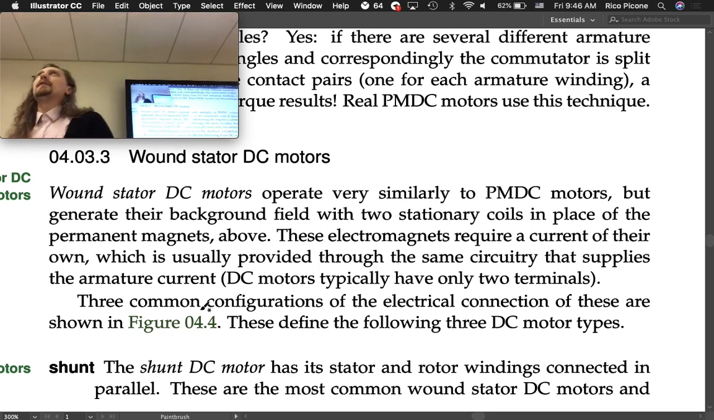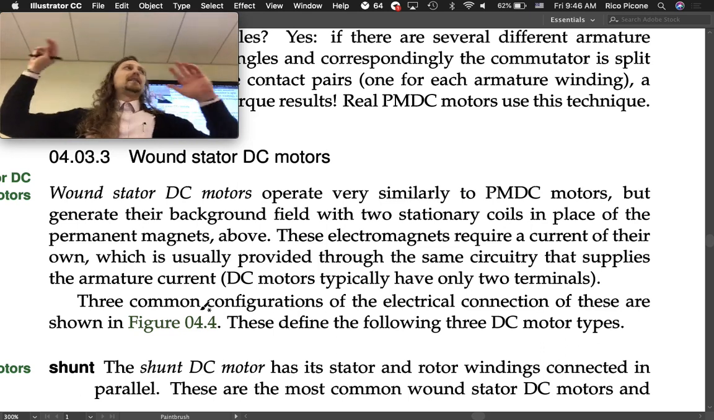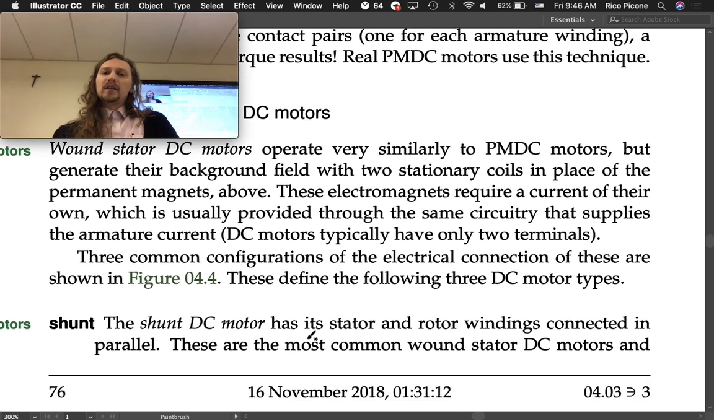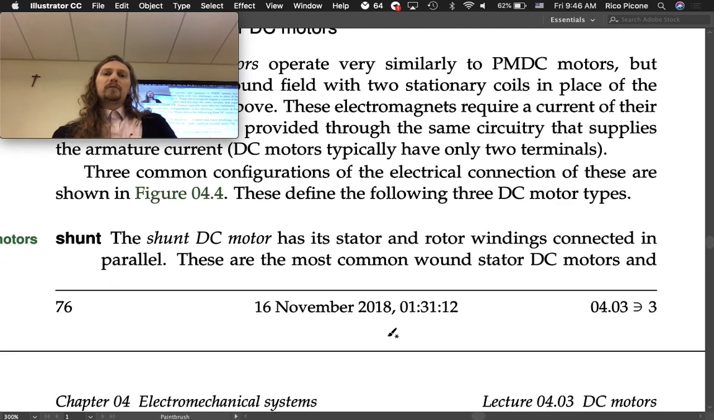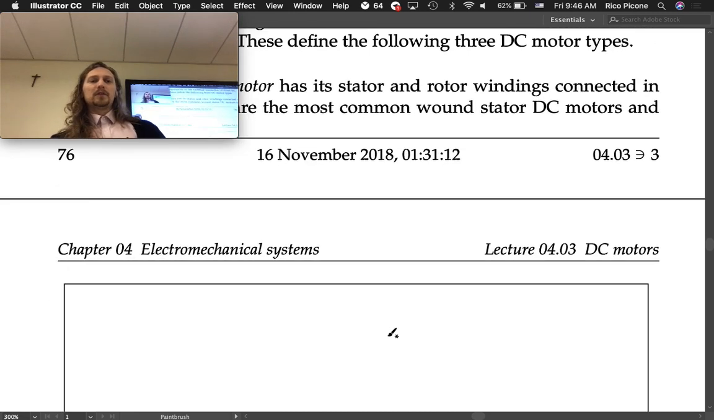So it's not like you have terminals for the stator windings separately from the armature windings. Usually you only have 2 terminals, so you don't power them separately. So 3 common configurations of the electrical connection of these are shown in figure 4. These define the following 3 DC motor types. So I'll draw them as we talk about them.